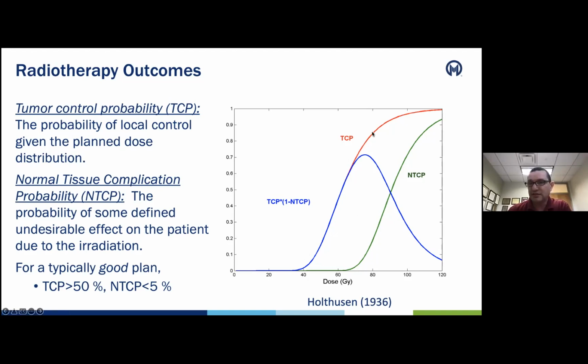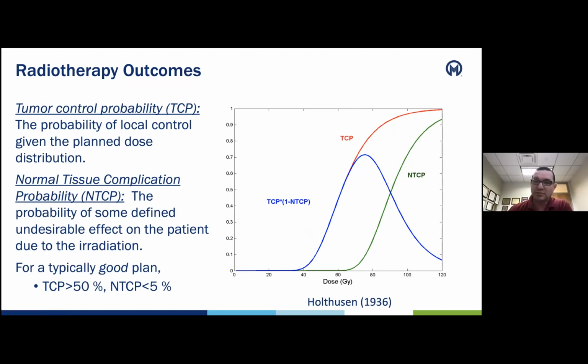This is a famous figure that goes back to the 30s, showing the relationship between TCP and NTCP. Interestingly enough, both have this kind of sigmoidal shape where it increases and then hits a plateau. What we would like is for the TCP and NTCP to be separated from each other as much as possible. This is pretty much the goal of radiation oncology, and that's what mathematical modeling tries to achieve.